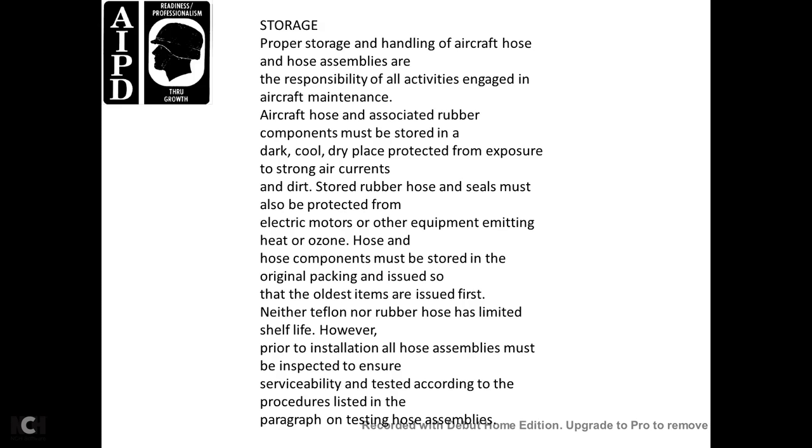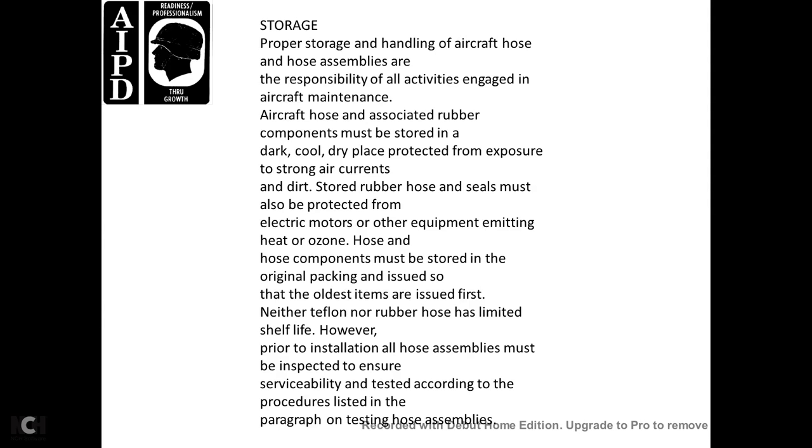Storage. Proper storage and handling of the aircraft hose and hose assembly is the responsibility of all activities engaged with the maintenance of the aircraft. Associated rubber components must be stored in dark, cool, dry places protected from exposure to strong air currents and dirt. Stored rubber hose seals must be protected from electric motors or other equipment emitting heat or ozone. Hose components must be stored in the original packing issued. The oldest items are issued first.